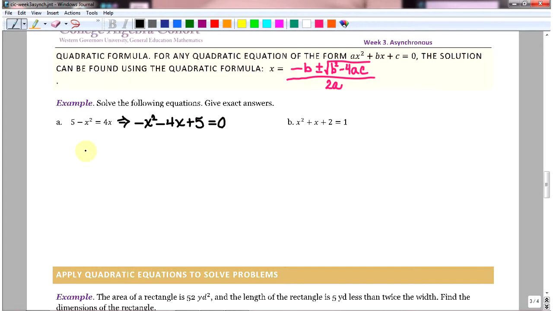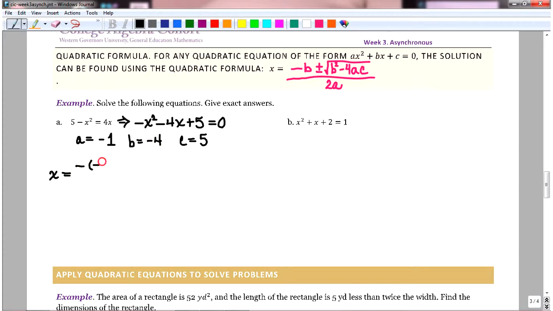So now we need to identify what is a, what is b, and what is c. Okay, so a is the number in front of x squared, so that number for us is a negative 1. b is the number in front of x, that's negative 4. And c is the constant, which is 5. So now we're ready to plug it into our formula. So the quadratic formula says the solution to this equation is going to be x equal to, we're going to take the opposite of b. So since b is negative, the opposite of it is going to be positive 4.